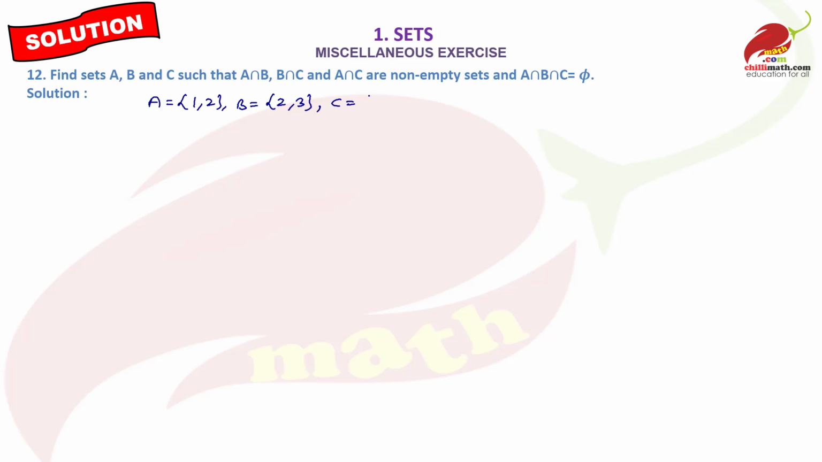and C let us take as {3, 1} because A intersection C should also be a non-empty set. So A intersection B is {2}, B intersection C is equal to {3}, A intersection C is equal to {1}. But we don't have anything common in A, B, C. So A intersection B intersection C is equal to phi. That's your answer.